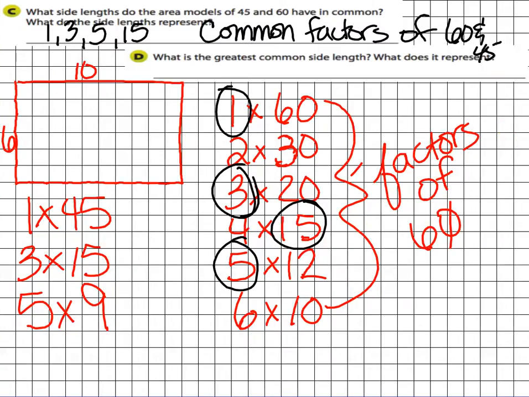Okay, so each of these is a common factor of 60 and 45, and we just use area models. It's another way of trying to find common factors. So we use the area models to help us find that. Okay, now what's the greatest common side length? Well, 15 was the biggest common side length for both of them, and that would then represent the greatest common factor.